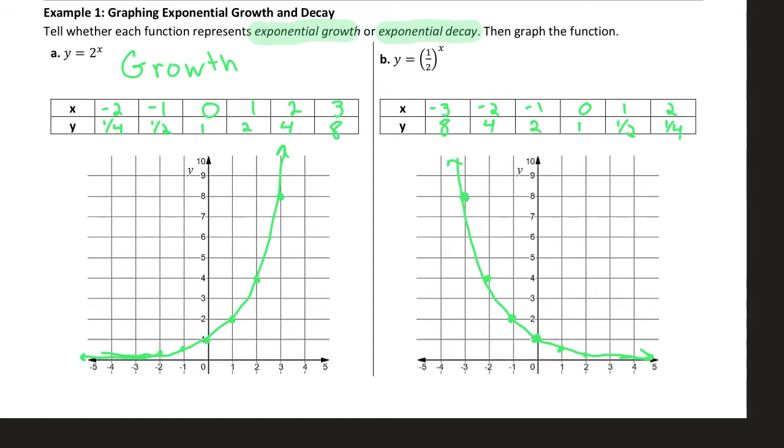The thing I forgot to say from the beginning is that this function is decay because our base is between 0 and 1. Our decay rate is a half.